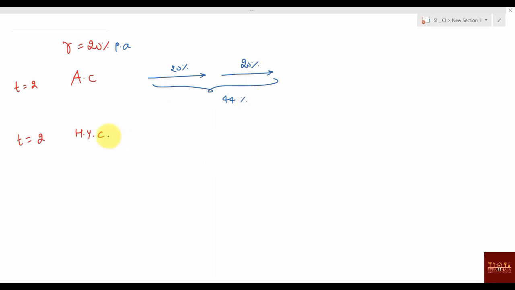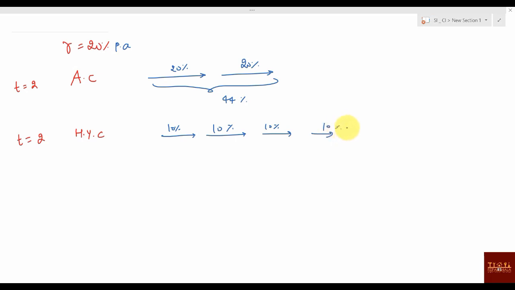Half yearly compounding means now you need half years, 6 months. So how many 6 months will you need? 1, 2, 3, 4. For 2 years, that means 4 half yearlies. Now 20% is there for 12 months, so for 6 months it will be 10%. So 10% here, 10% here, 10% here and 10% here.